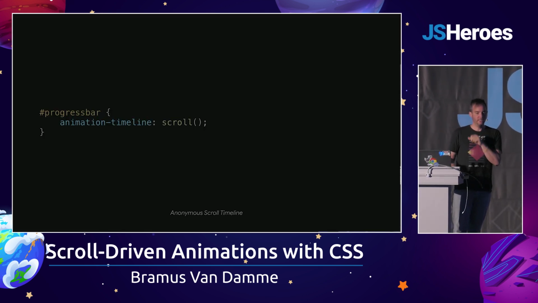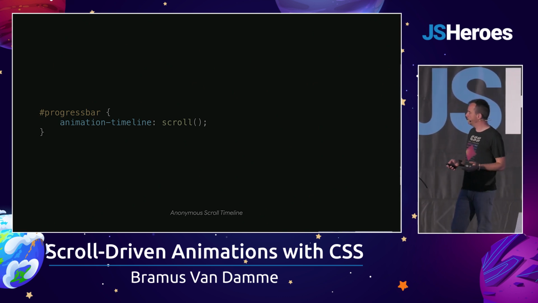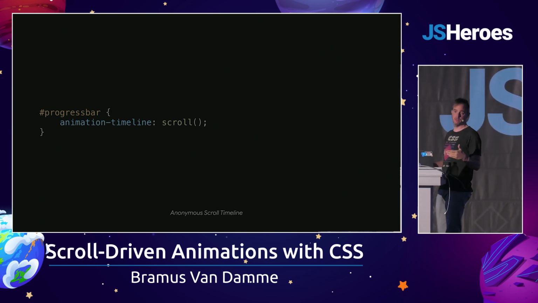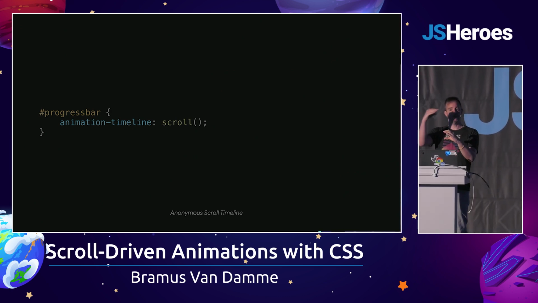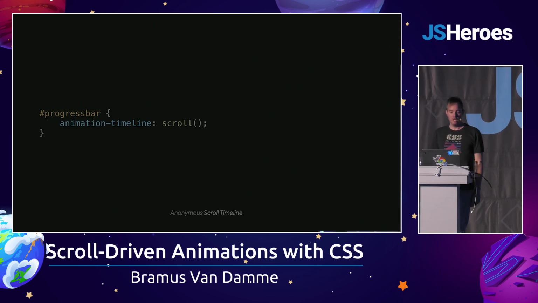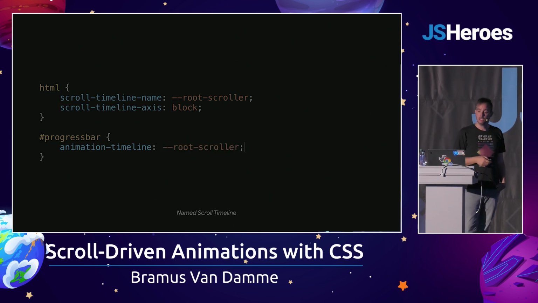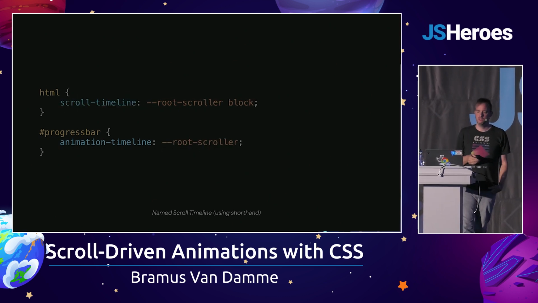Cool. So this was an anonymous scroll timeline. We are creating a scroll timeline on the fly. If you want to be explicit about which scroller you are targeting, which can be the case because you can have an element inside of a scroller, inside of another scroller, inside of the root scroller, if you want to target that middle scroller, well, you have to refer to it by name. And you can do it by giving the thing an explicit scroll timeline name and an axis, or you can use a shorthand, which I will be showing you here. Yeah, you can use the shorthand scroll timeline. You give it a name and a direction.